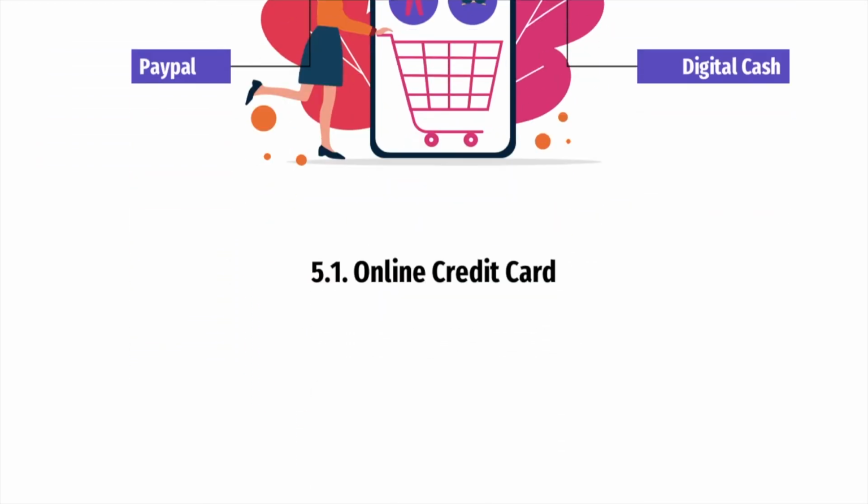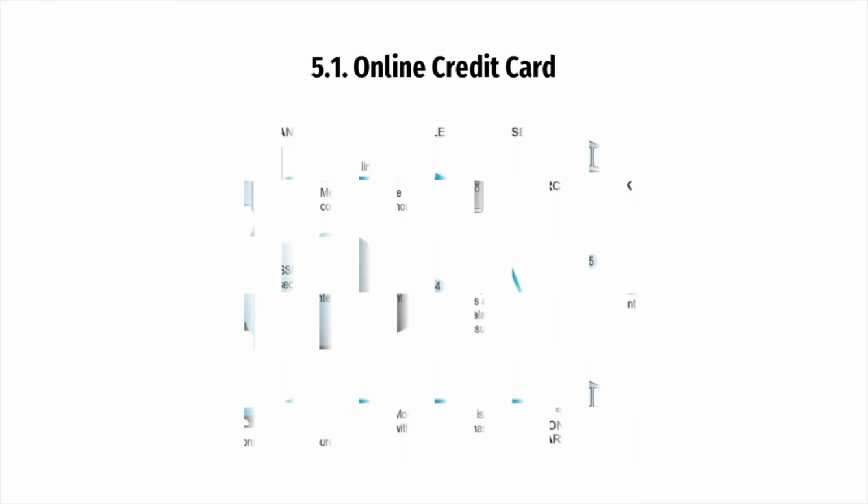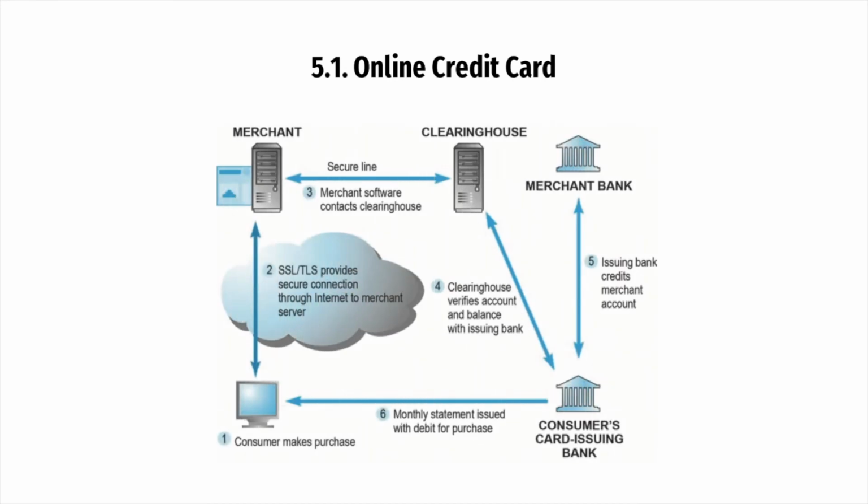Now I will talk about online credit cards. As you see from the diagram, the first step is that the user adds items to the merchant's shopping cart. When the consumer wants to pay for the items in the shopping cart, a secure tunnel through the internet is created using SSL or TLS. During encryption, SSL or TLS secures the session during which credit card information is sent to the merchant and protects the information from interlopers on the internet.